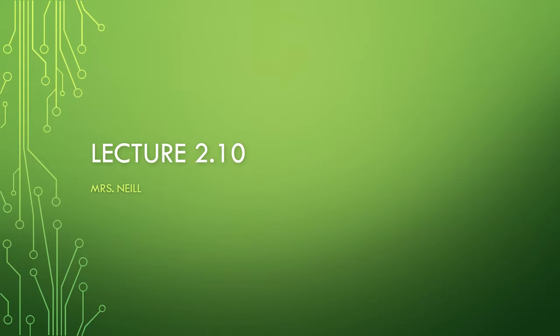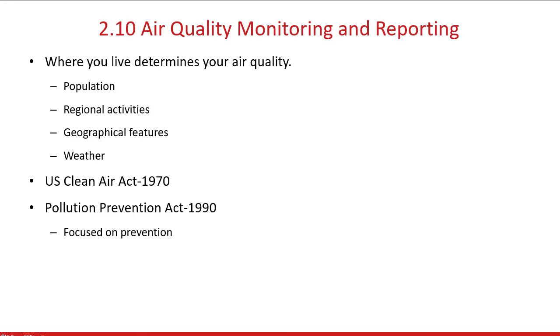Today we're going to look at Chapter 2-10 and look at air quality monitoring and how it's reported. So, depending on where you live, you breathe air of varying quality. Some locations around the world just always have healthy air. Some of them have kind of okay air, and then some have really bad air most of the time.